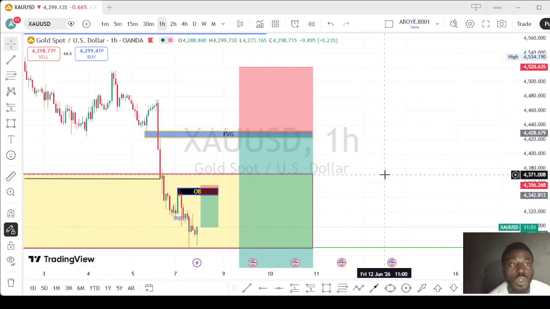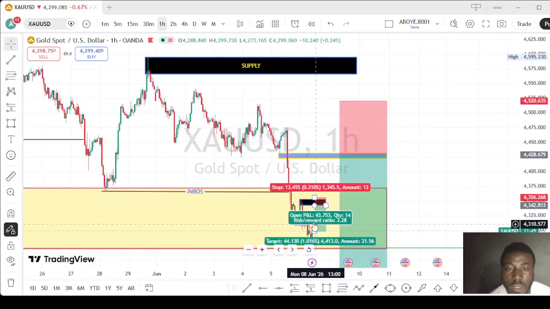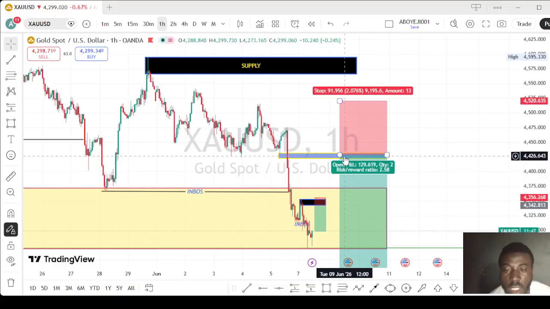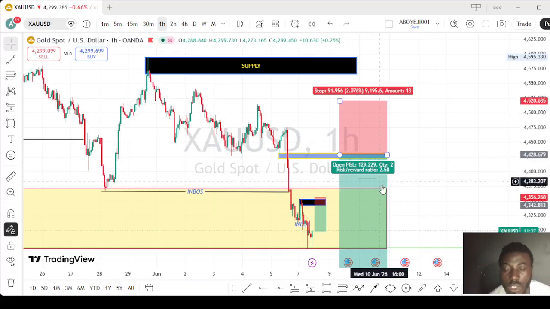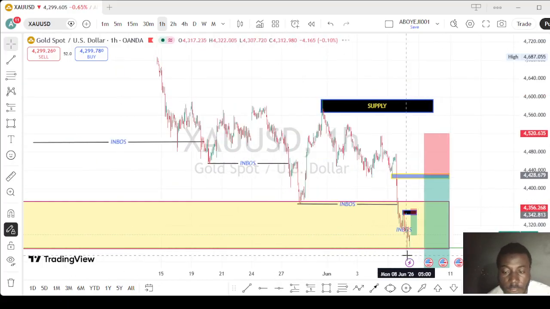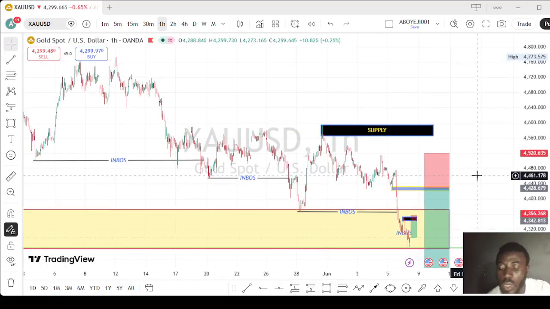So let's move to US 30. This is what I'm seeing. But if this does not hold it, definitely the market is coming back here. It's coming back here to hold it. So let's just be patient. The market is coming back here. If this does not hold it, definitely the market is coming back here and you can see a huge sell. Seriously.